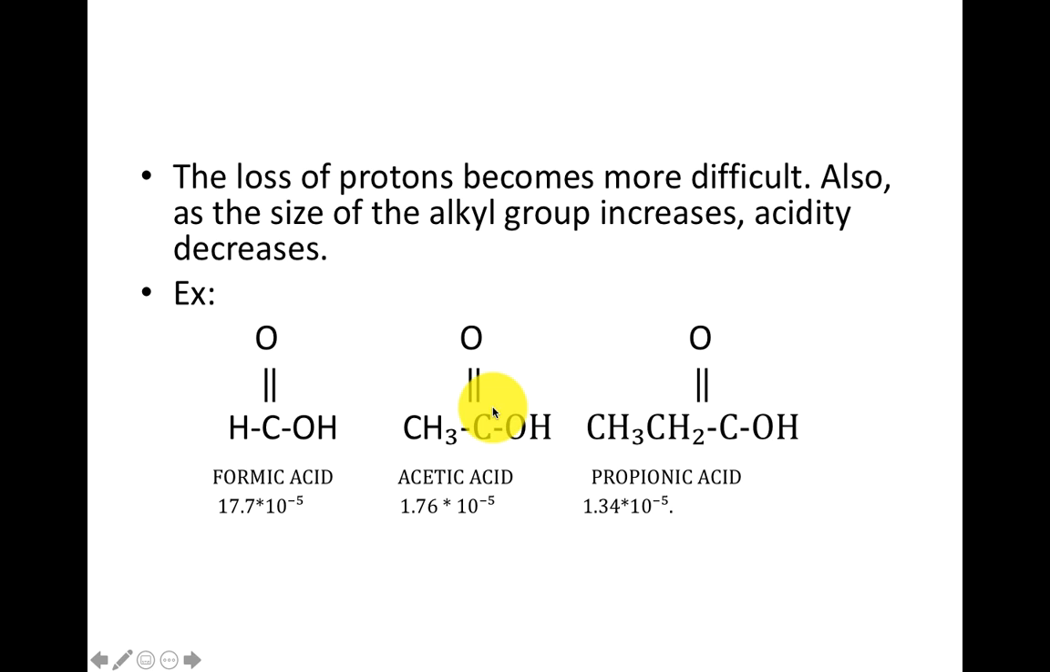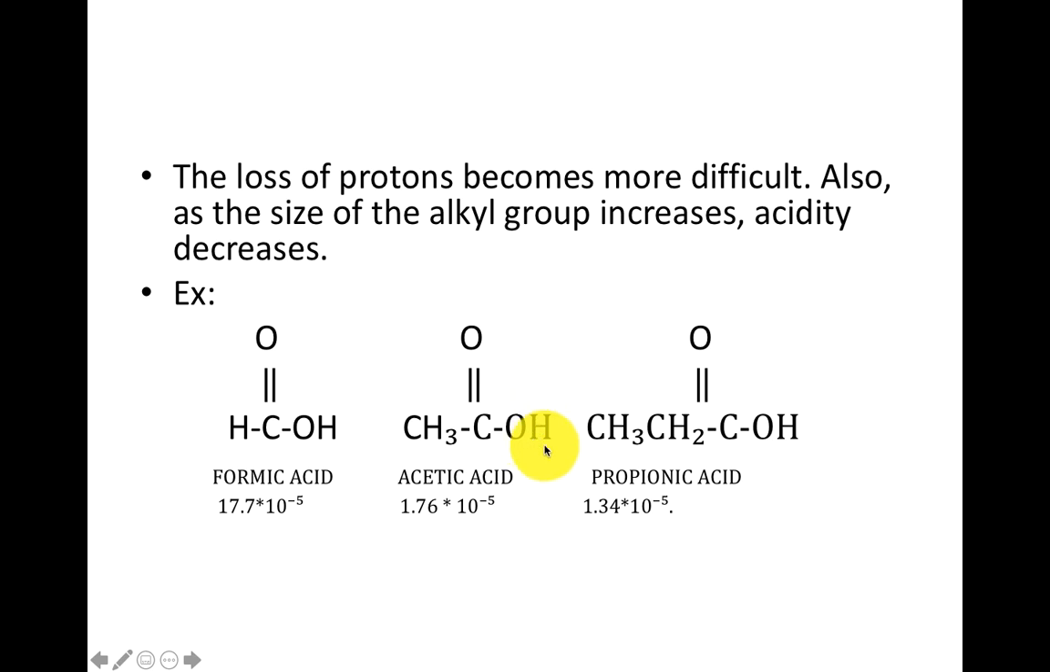Hence, acidity will increase or decrease because of the presence of alkyl group? Decrease. Understood all of you? Because due to the presence of these alkyl groups, the acidity of the carboxylic acids will decrease. See, the loss of protons becomes more difficult. Also, as the size of the alkyl group increases, acidity decreases. See, as the size of the alkyl groups increases, these are nothing but electron donating groups. So, if electron donating groups are present on this carbon, the acidity of carboxylic acid will decrease.